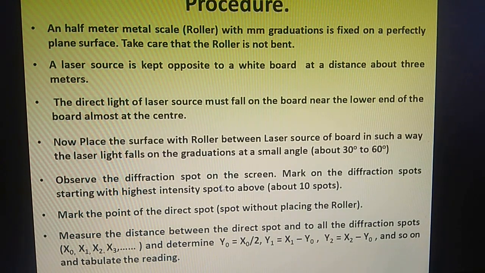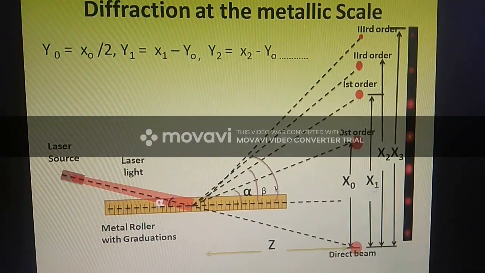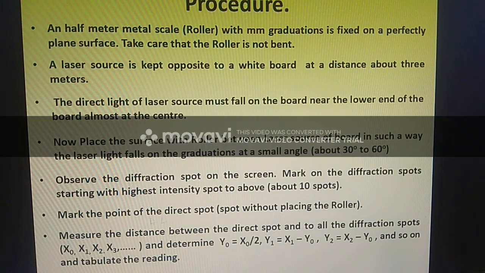Then observe the diffraction spots on the screen. Mark the diffraction spots starting with the highest intensity spot and going above; we keep on marking. We should not mark the others, only these. About 10 spots we have to mark. After that, mark the direct spot, removing the scale.